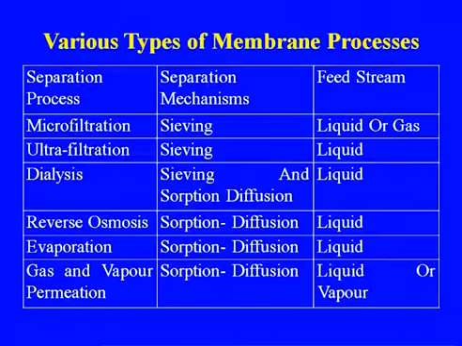Again, for the various types of membrane process, what are the separation mechanism and the feed stream? Microfiltration, sieving; ultrafiltration, sieving, liquid or gas; dialysis, liquid; reverse osmosis, liquid; evaporation, liquid; gas and vapor permeation, liquid, vapor. So these are the various types of membrane process that are being used.